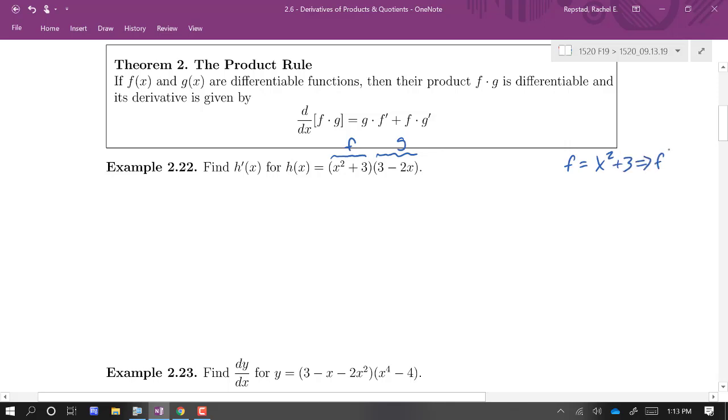And so what is f prime? Yeah, right, the power rule. And the derivative of 3 is 0. And so g is 3 minus 2x. So what is g prime?